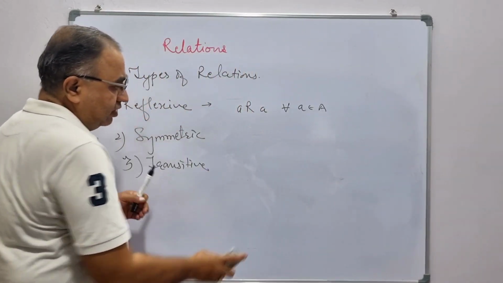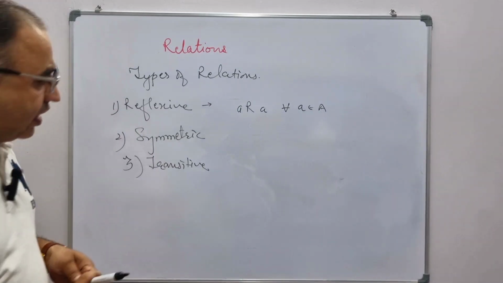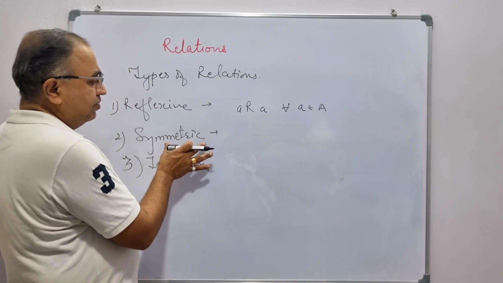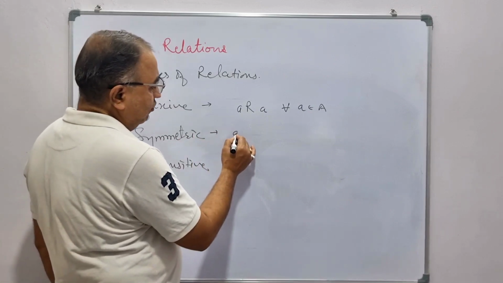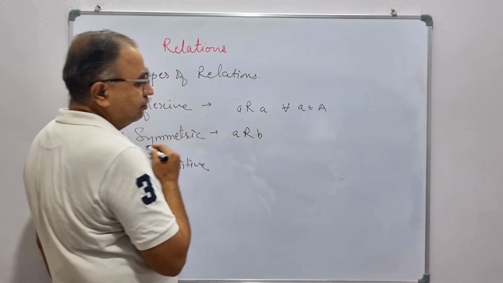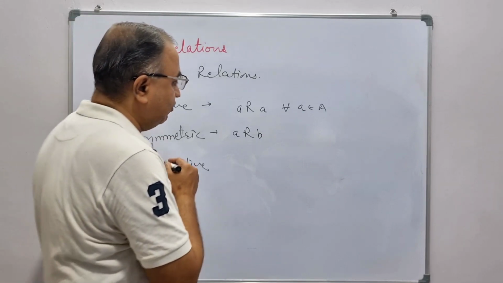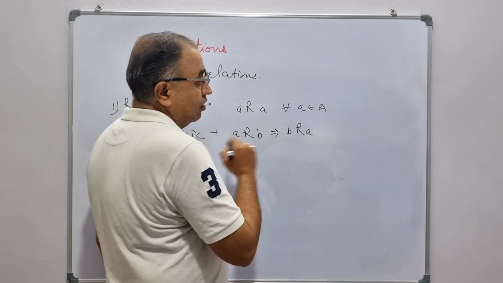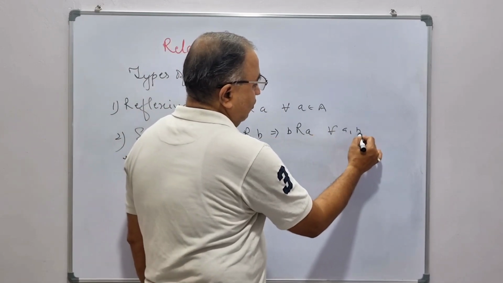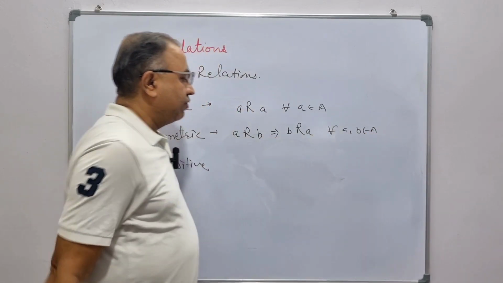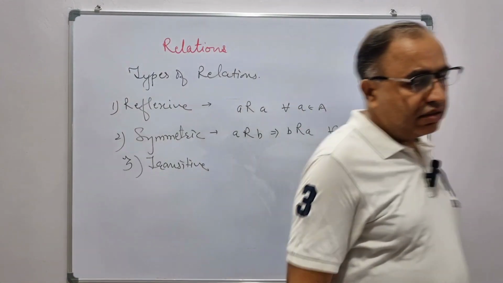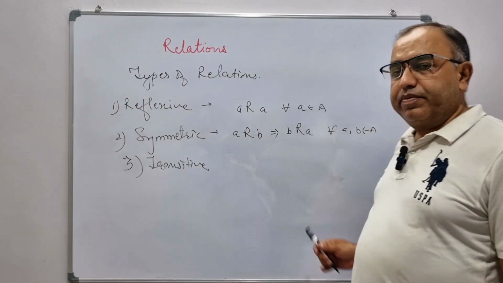The next is the symmetric relation. When is a relation said to be symmetric? For the relation to be symmetric, it is necessary that, suppose there is a pair where A is related to B, then if A is related to B, it implies that B is related to A, for all such A and B which belong to set A. We say the relation R is symmetric. That means wherever A is related to B, B must be related to A.